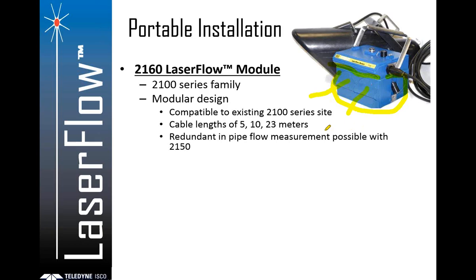So we can typically get some really long battery life with these systems. So if you're leaving the meter out there and don't want to touch it with the ISCO laser flow sensor, no less than once every 3 months, then the 2160 is a good system to go with. You can also do redundant in-pipe flow measurement with the 2150 submerged probe.